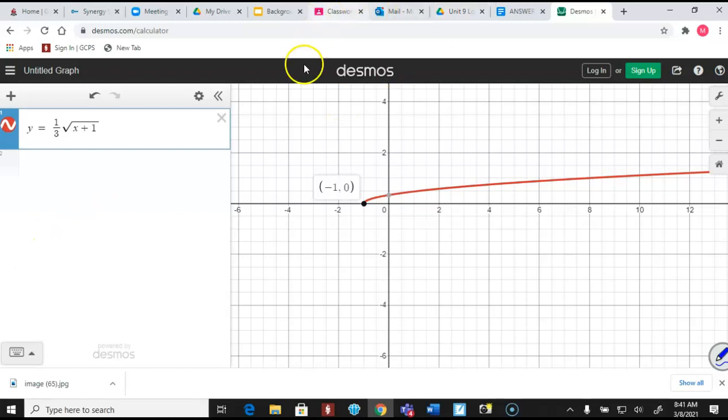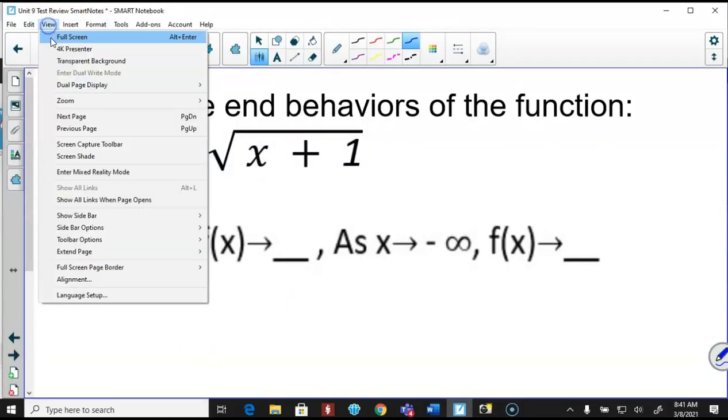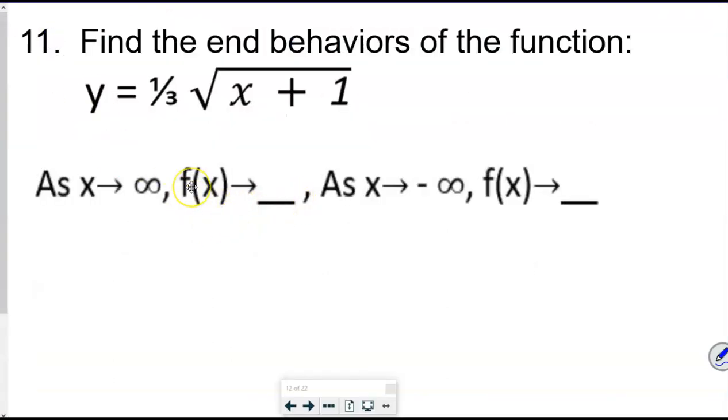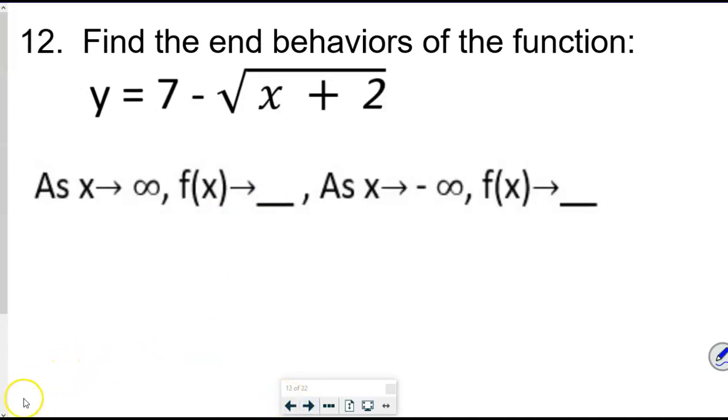So let's go again over here and write our answer. So again, as we're going towards the right, it's going towards infinity, and as we go to the left, it's going to be at 0 because that was our y value, right? All right, here's the third one of these.